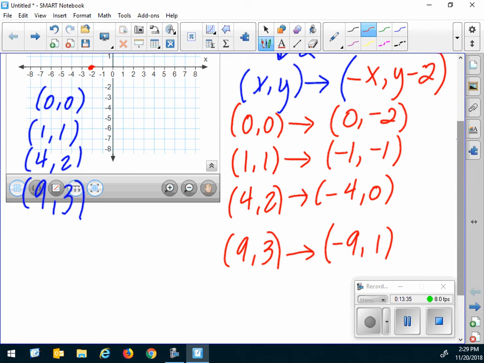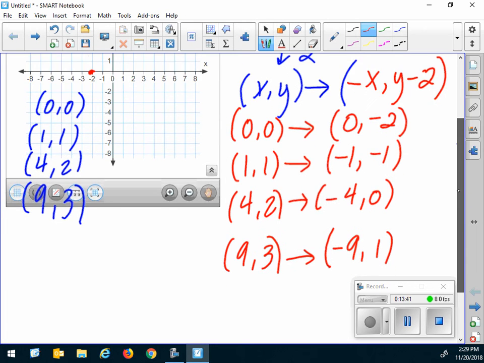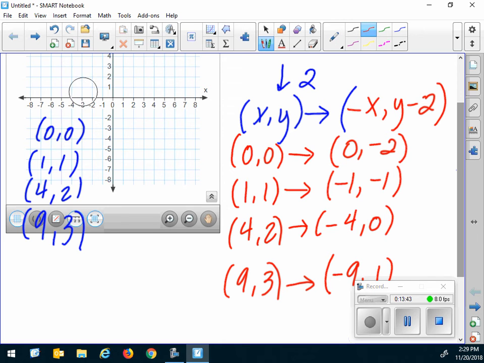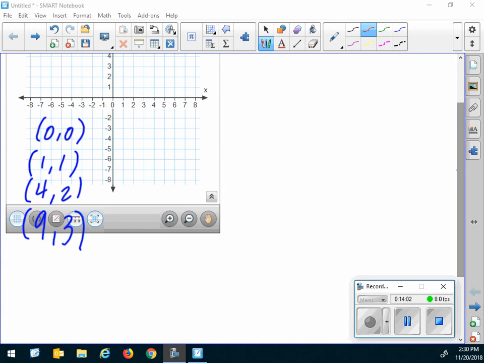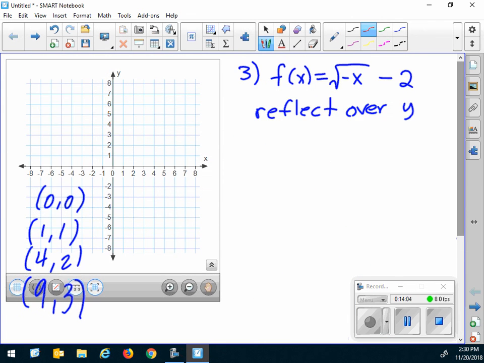Did anybody get the same points I did? Plot them. (0, negative 2), (negative 1, negative 1), (negative 4, 0), (negative 9, 1). Oops, I missed, but you get the idea. Number 4. Whoops.